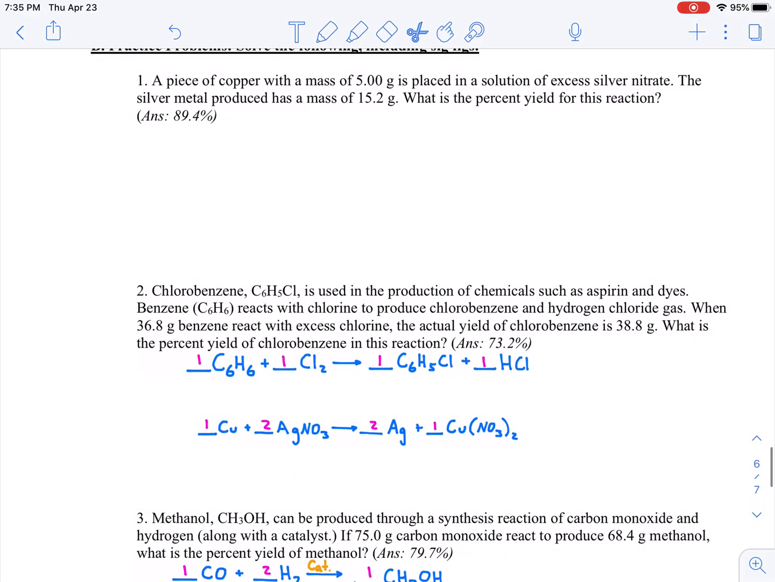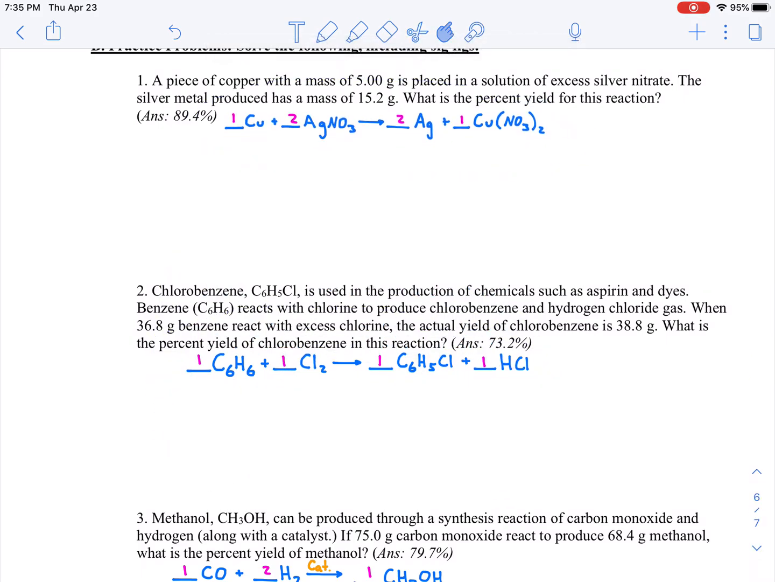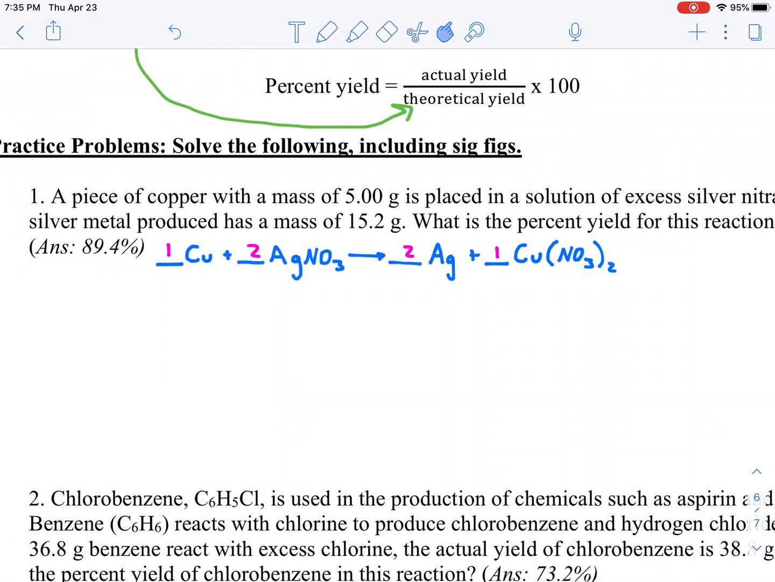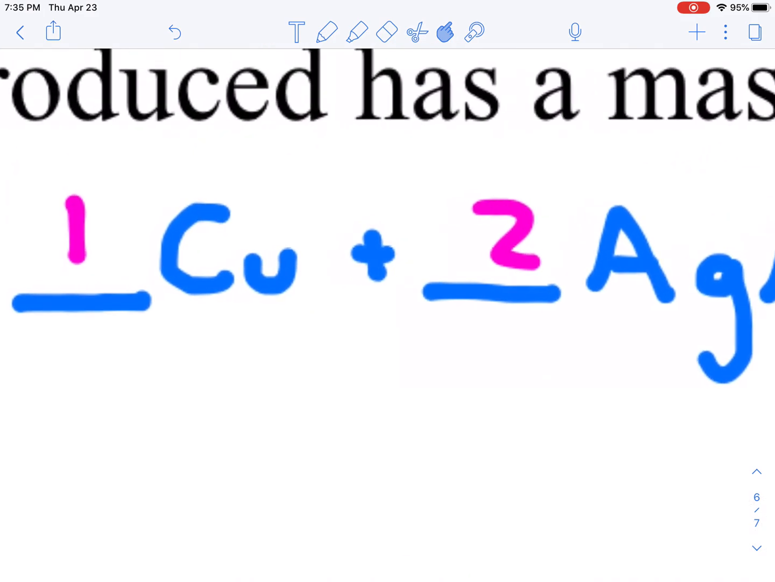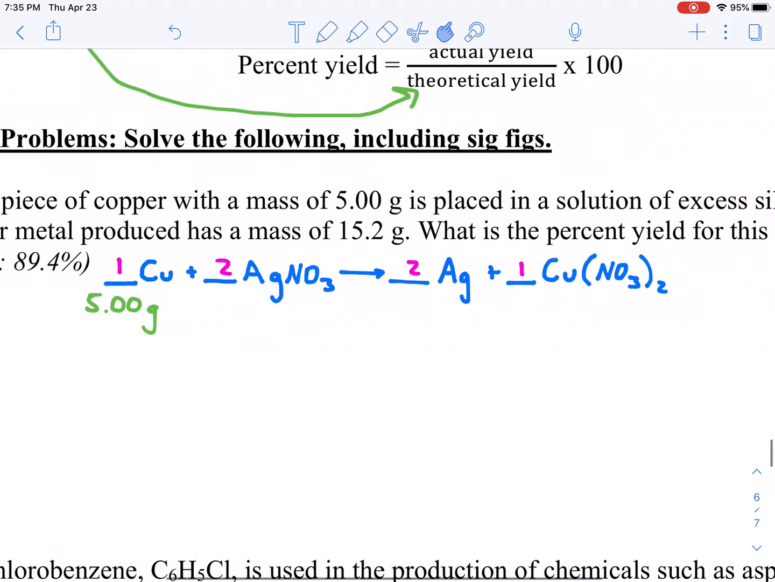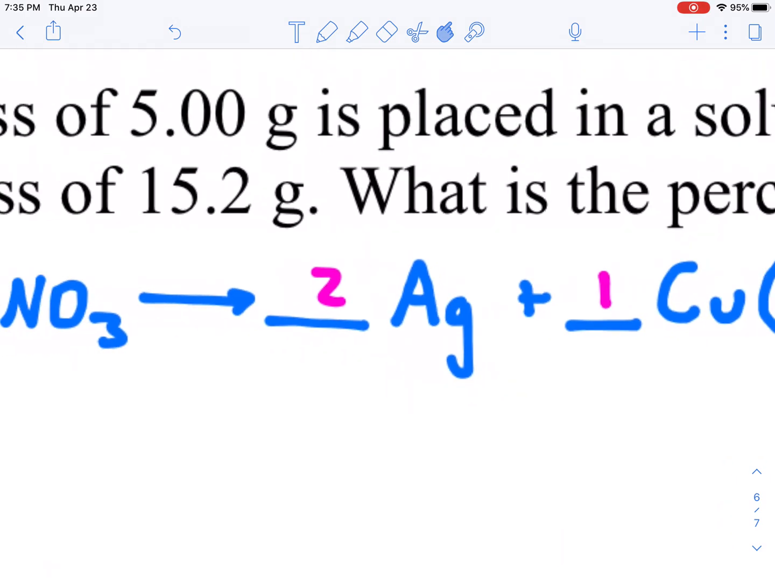Hopefully you've paused the video, you've had a chance to write out all of the chemical reactions. I'm going to bring mine for number 1 back up. And let's write down what it is that we know. So we are given a piece of copper with a mass of 5 grams. As soon as we see that, let's immediately write it in. So 5.00 grams of copper. It's placed in the solution of silver nitrate, and then we produce silver with a mass of 15.2 grams.